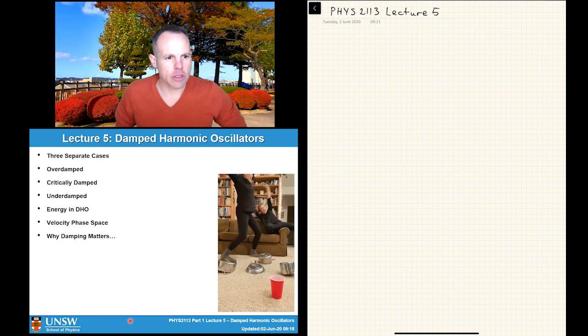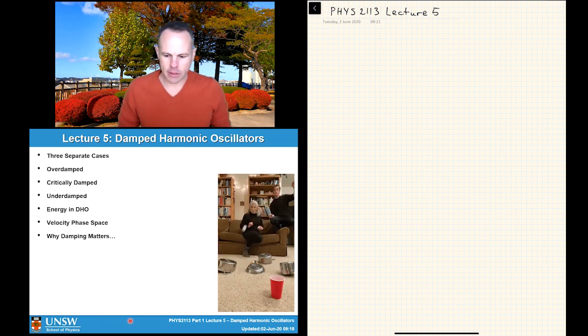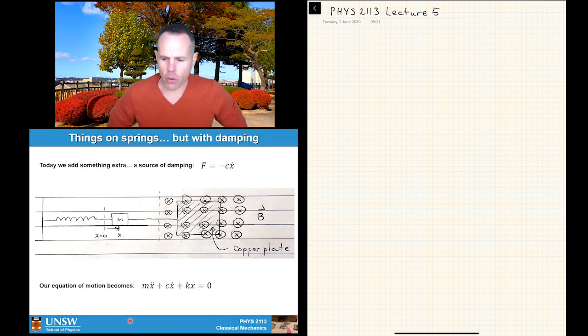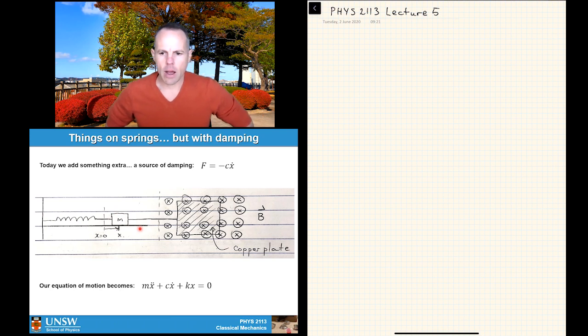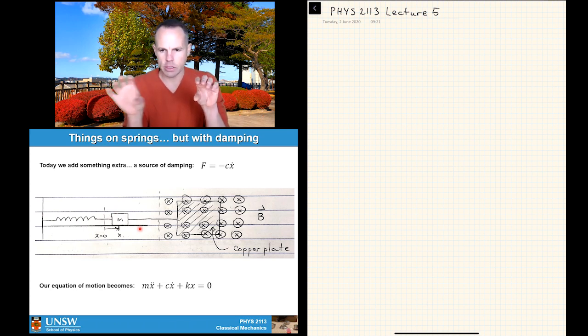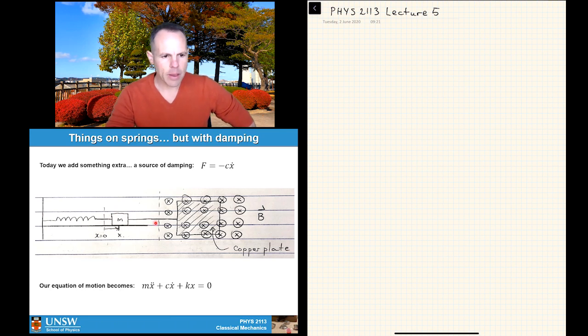Right, today's lecture is damped harmonic oscillators. And so what we're doing is taking the system that we had yesterday, which was a spring connected to a mass that's sitting on a frictionless surface. That mass is free to oscillate backwards and forwards. And now what we're putting in is an additional mechanism that enables the system to be mechanically damped. In other words, it can lose energy as a function of time.